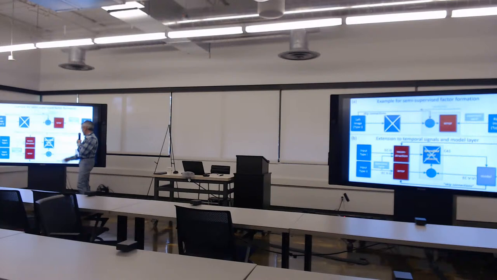And this would be the CA1 region. This would be the deep network, the deep layers of the entorhinal loop. And these are the superficial layers of the entorhinal loop. And this is supposed to be the supervisory signal, which is coming from input type 2. We have this.